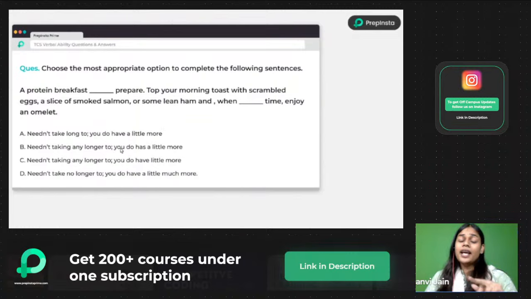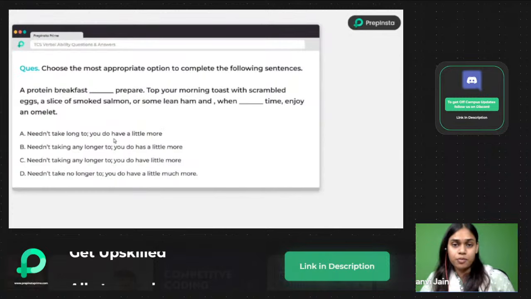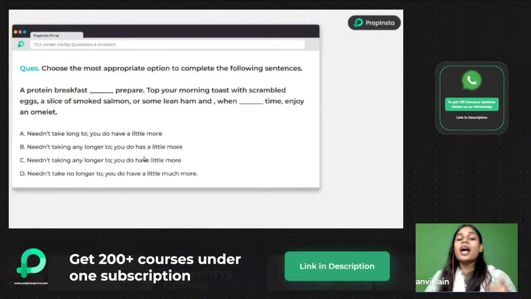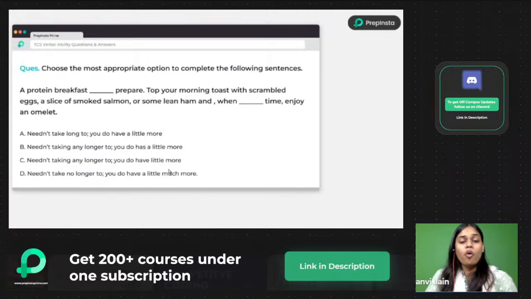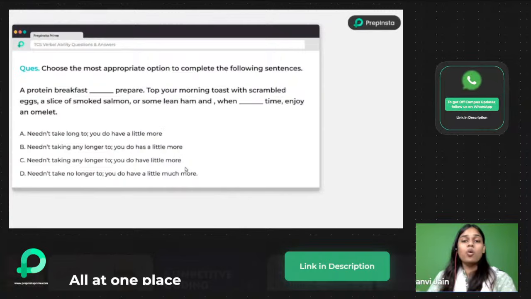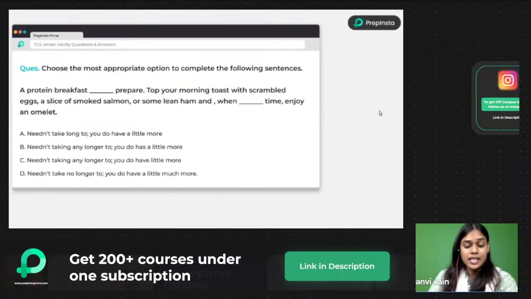The next sentence that we have is you do have a little more. Now, you is a plural subject. And with a plural subject, we never use has, we always use have. So this is completely incorrect. We have chucked out this sentence for the first part. You do have a little much more time. Again, much more is an incorrect form of comparison used over here. We don't use much more. We only use when you have more time. So again, incorrect. Hence, option A over here becomes the correct statement for us. So that is that.